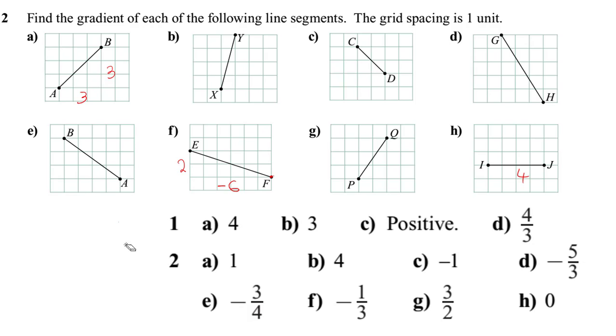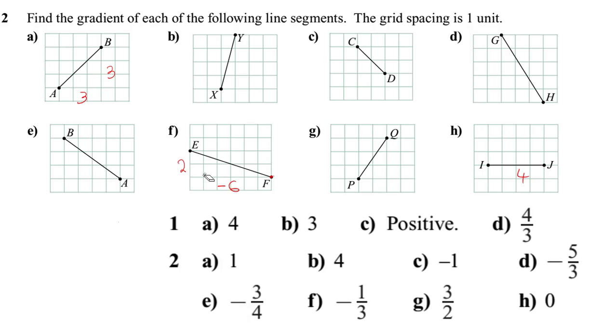Okay. So we're talking about gradients today. Remember, if the line is rising, it has a positive gradient, and if the line is falling, it has a negative gradient. To work out the gradient, see how many steps you're making along the y-axis and how many steps you're making along the x-axis, and then you just divide them. Okay, so that's going to be the end of our introduction to gradients.